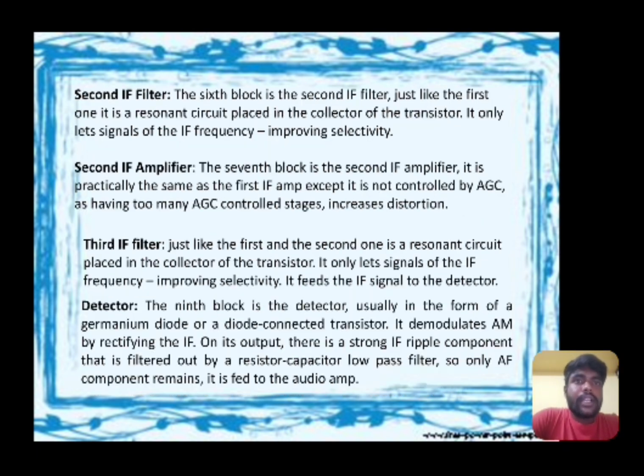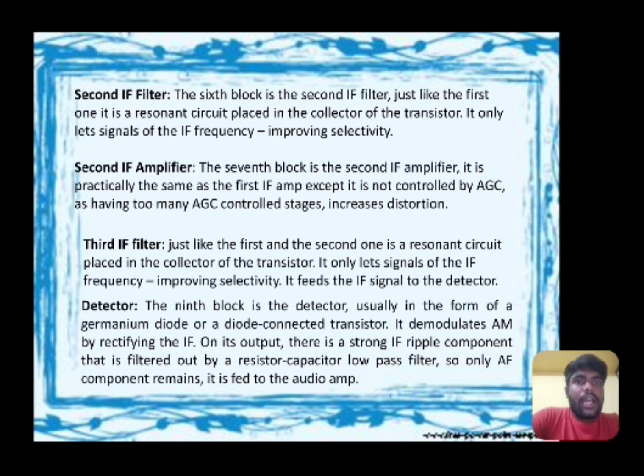Let us come to the next block, the second IF filter. It is the sixth block. Just like the first one, it is a resonant circuit placed in the collector of the transistor. It only lets signals of the IF frequency through, improving selectivity.